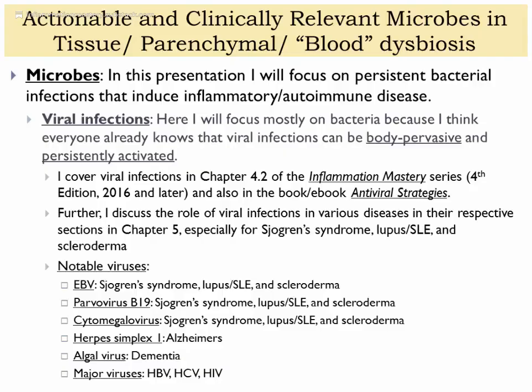Having said that, let's go through this brief list of notable viruses as I state here. Epstein-Barr virus associated with Sjogren's syndrome, lupus, as well as scleroderma. Parvovirus B19, Sjogren's syndrome, lupus, scleroderma again. And same with cytomegalovirus, Sjogren's syndrome, lupus, and scleroderma. Herpes simplex, as I mentioned previously, associated with Alzheimer's disease. Algal virus associated with human dementia and just slower cognitive function in general.